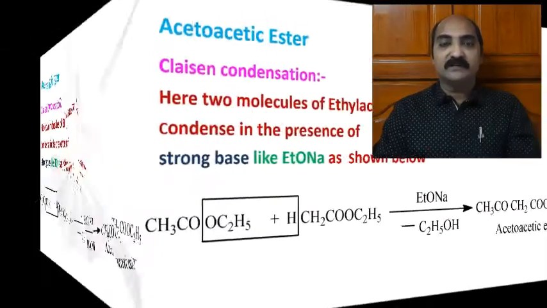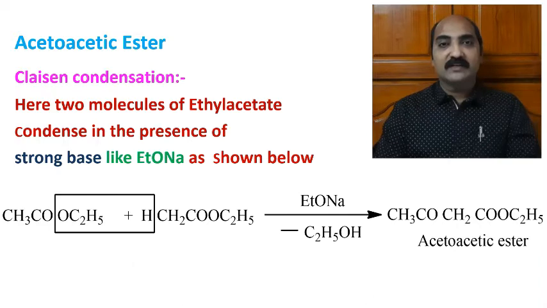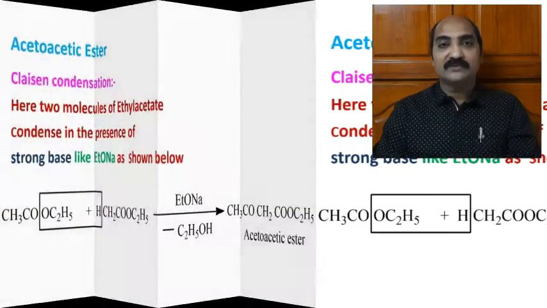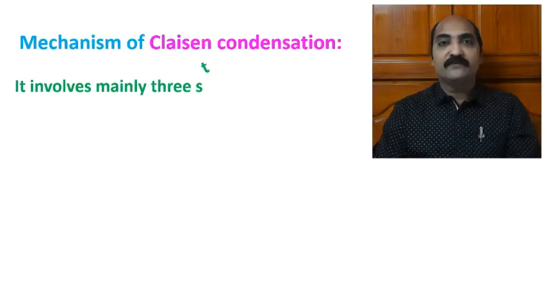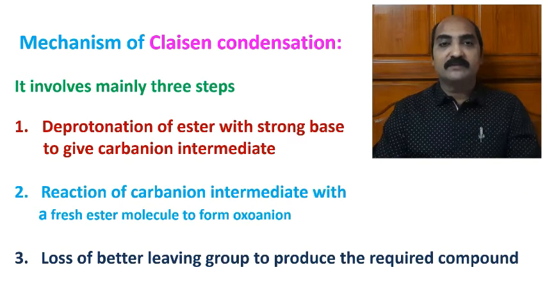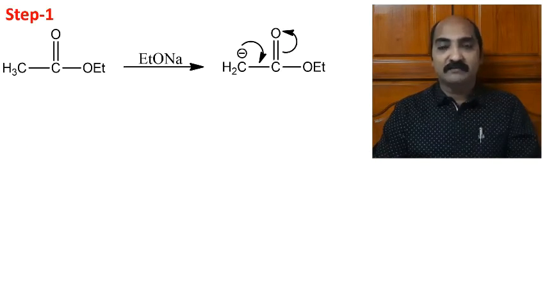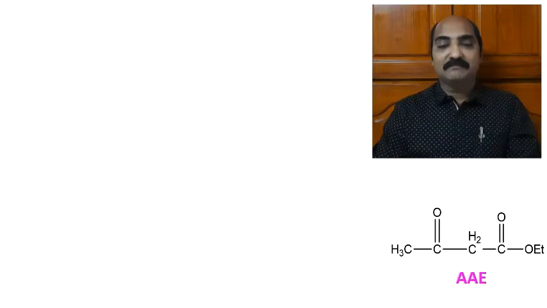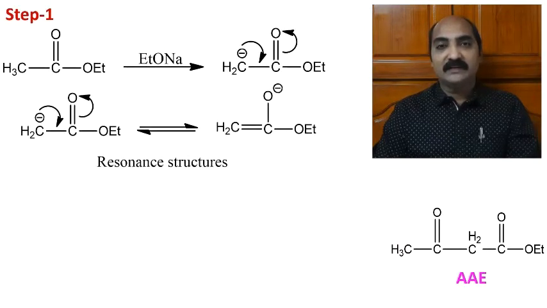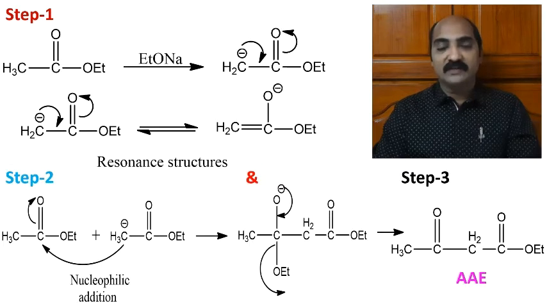Acetoacetic ester is prepared by using Claisen condensation reaction. In Claisen condensation, two molecules of ethyl acetate react with a strong base like sodium ethoxide and form acetoacetic ester. The Claisen condensation reaction mechanism includes 3 steps. In the first step, one molecule of ester will be treated with a base to form the carbanion intermediate. Of course, it is stabilized by resonance as shown. Now, in the second step, this carbanion intermediate will be attacking a fresh molecule of the ester. Towards the end, ethoxide ion will be removed as a leaving group to form the required compound.